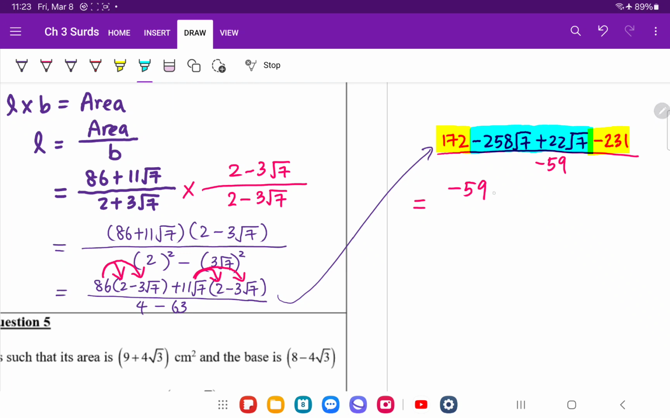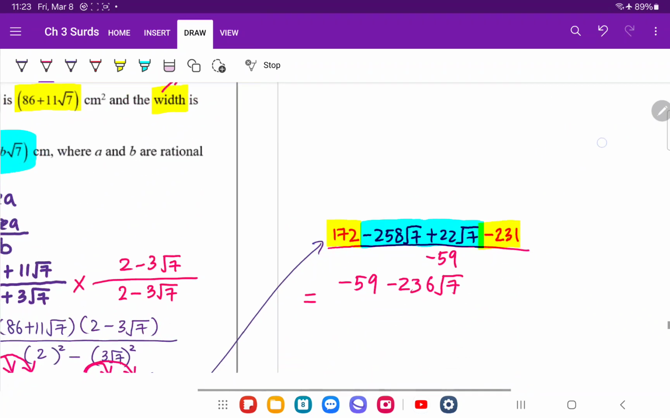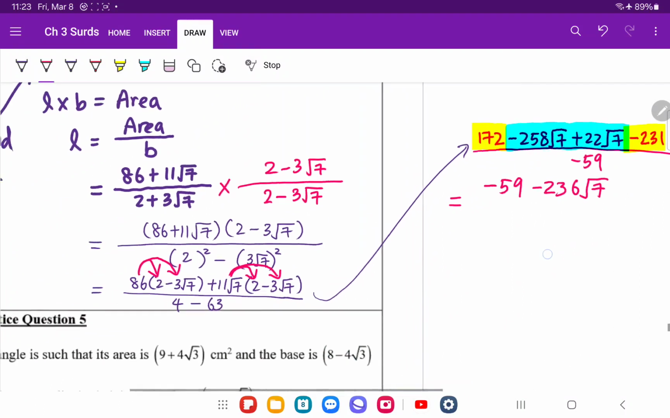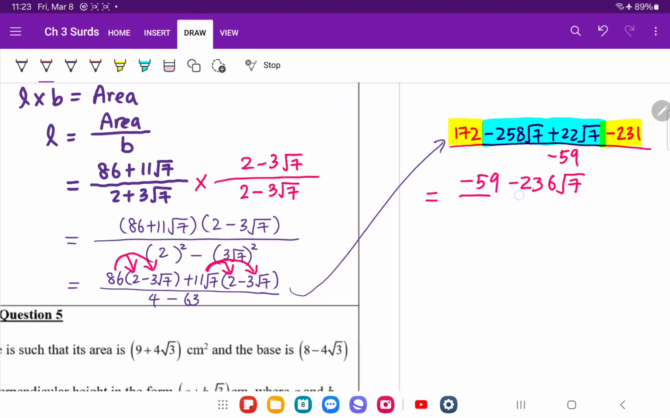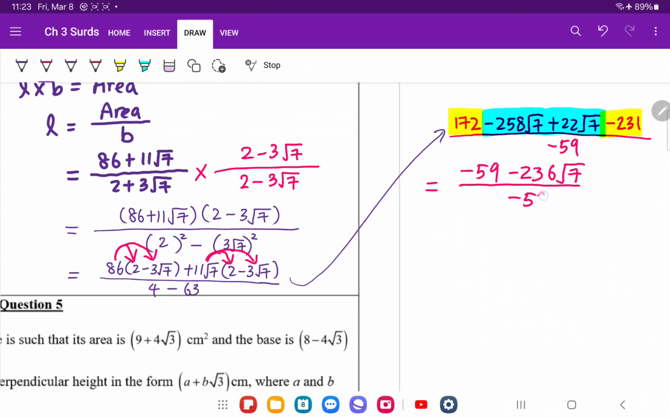You're going to get a negative 236. But again, do not forget the square root 7. Denominator also please remember to put. And finally, you are supposed to split the fraction. What is negative 59 over negative 59? Okay, wait, don't forget the next one. Okay, the next one is a bit tricky.